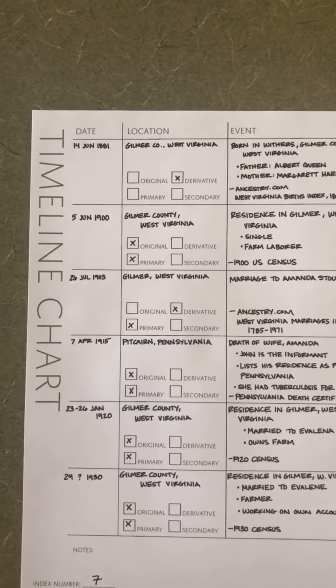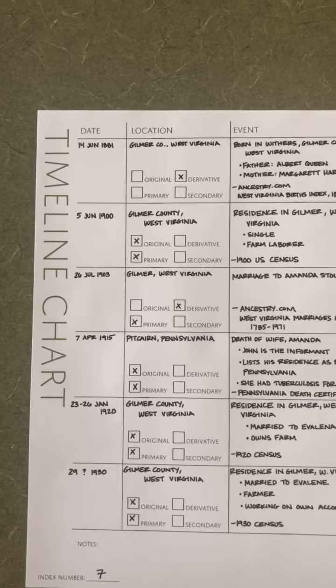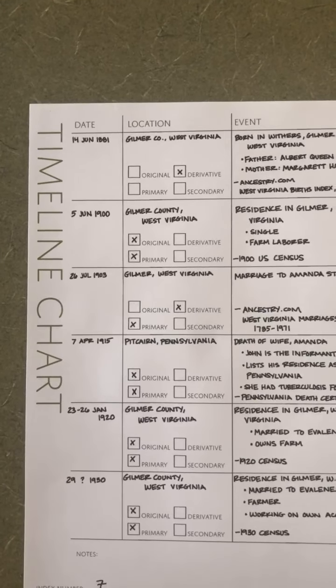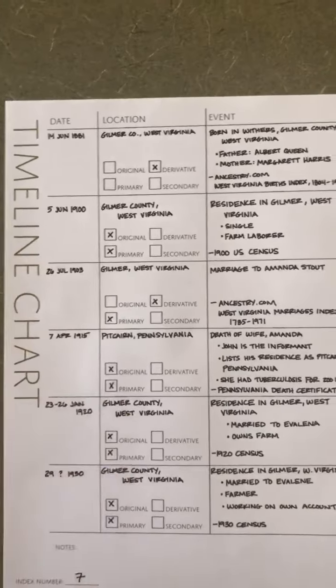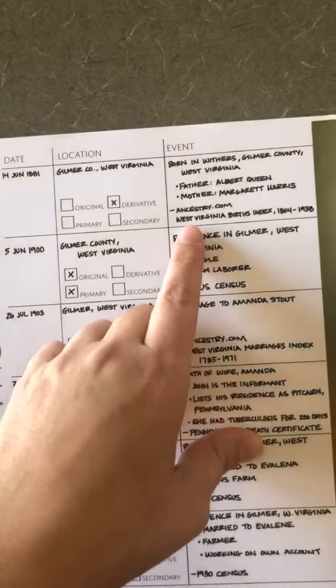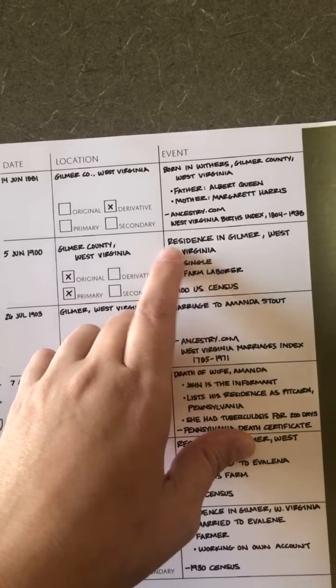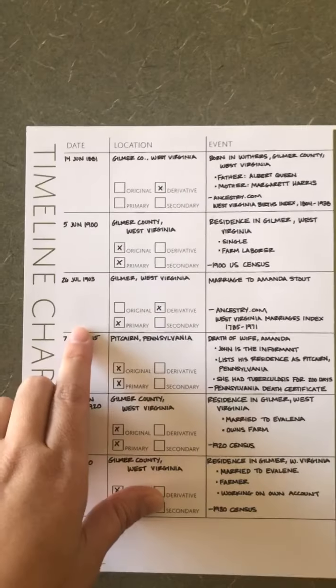That's a primary record. And again, even though you have a photocopy or a scan of the census, the photocopier or the scanner didn't change the information. So that's an original primary record. That shows that he's single, he's a farmer, he's living in Gilmer, West Virginia.